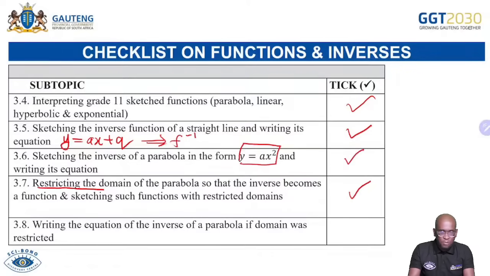Please do look out for the restriction of the domain of a quadratic function, so that its inverse becomes a function. And remember also how to test whether a certain relation is a function or not a function, by using the vertical line test or by using the mappings. You should also be able to write down the equation of an inverse of a parabola if the domain was restricted. Very, very important.